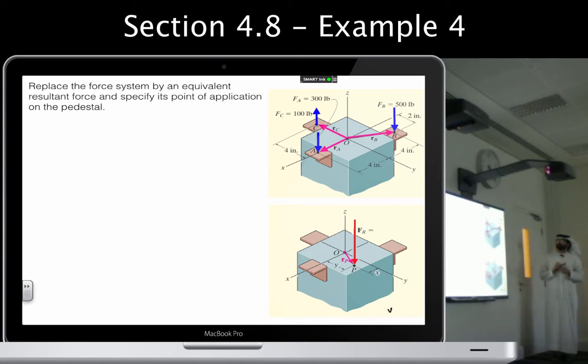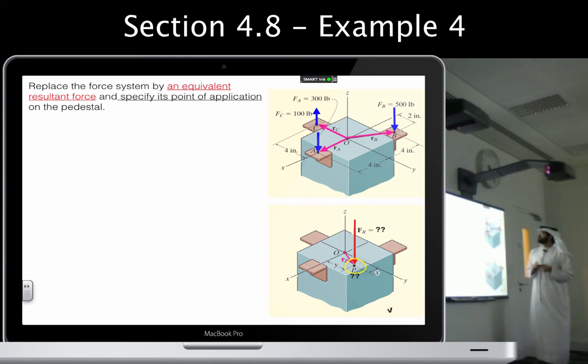Replace the force system by an equivalent system, by an equivalent resultant force, and specify its point of application. So again, the question consists of two parts. The first part, which is the easy part, we need to find the resultant force, Fr. The second part is asking for its point of application. So we want this point P.